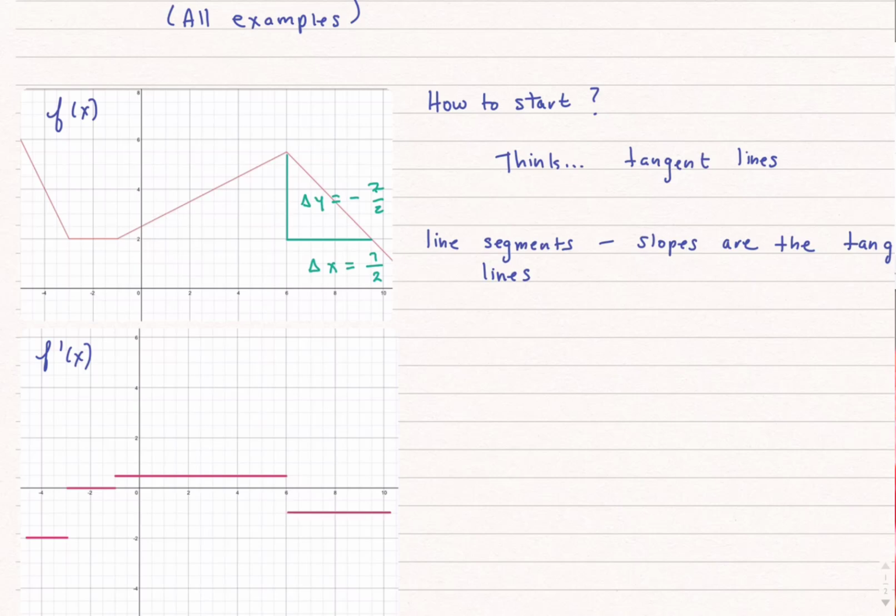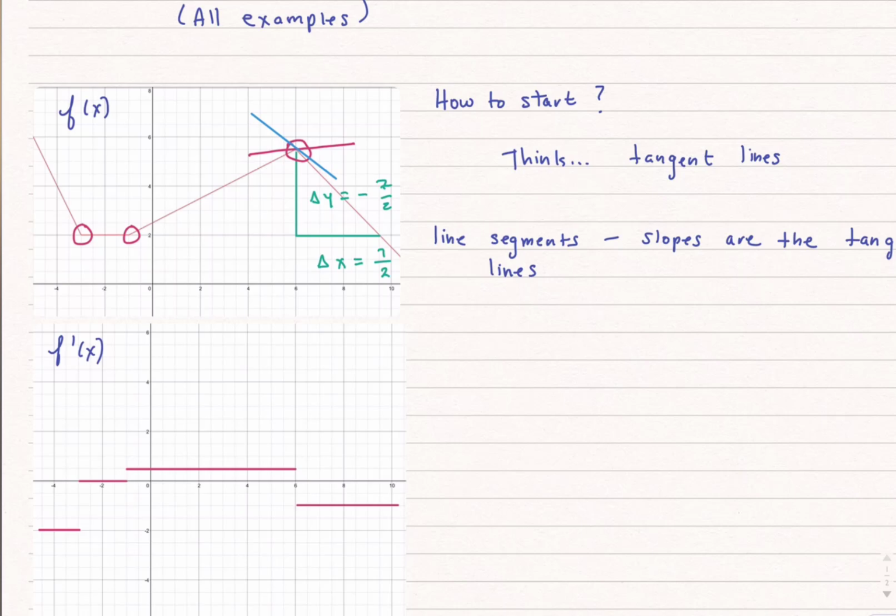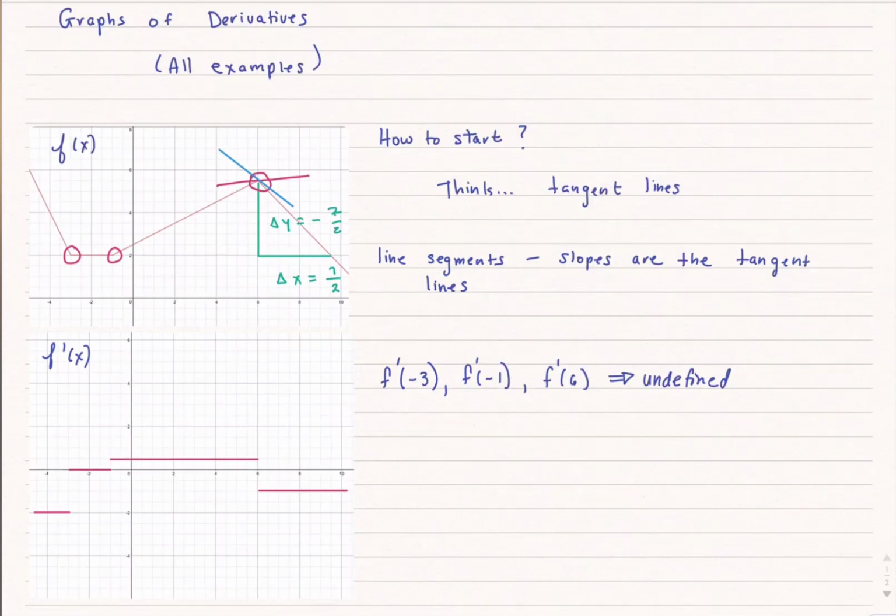So this looks great except for 3 points. What should I do with these 3 points? I really can't talk about a tangent line. Let's take this third point. I could have a line like that. I could have a line like this. There is not one single tangent line at a point where I have a sudden change of slope. So I'm going to be able to say this. The first derivative of f at -3, -1, and 6 are undefined. There is no derivative at those points. So to indicate this on the graph, I'm simply going to put open circles. That means at those points, there is no derivative.